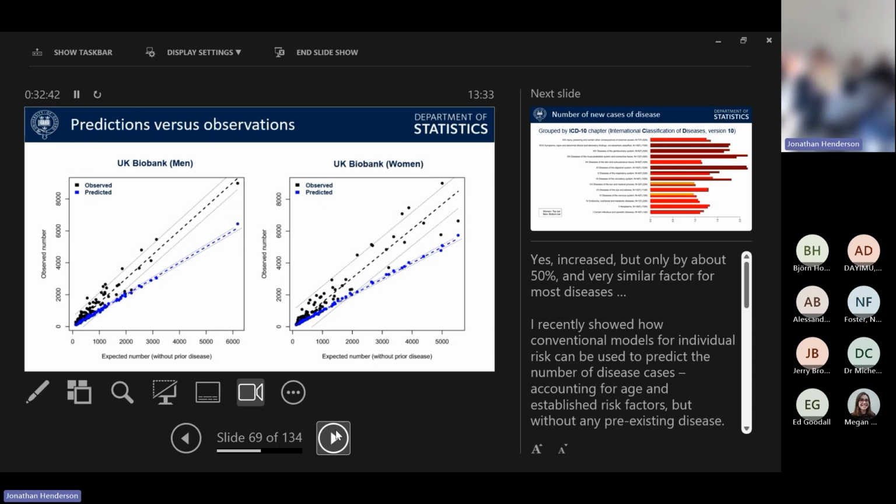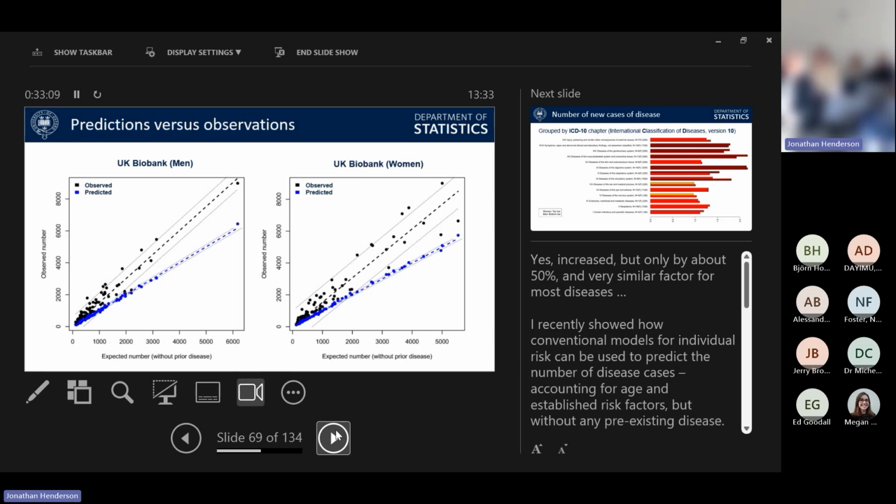The blue points line up on this nice straight line, as they should. That's just the test that the model is working. Now, what I expected to see was quite a smooth distribution of points above this blue line, quite a variation. But actually, the increase is about 50% or so for most of these diseases.